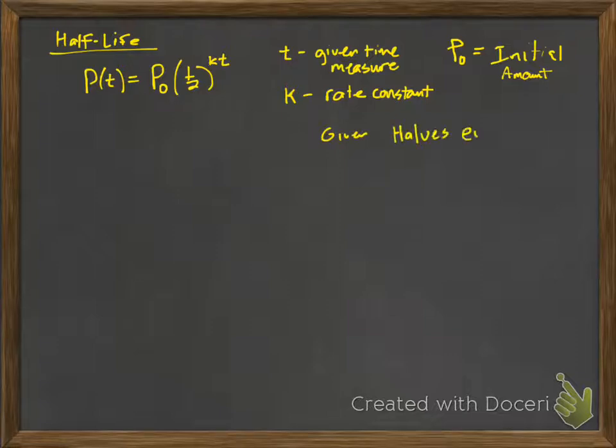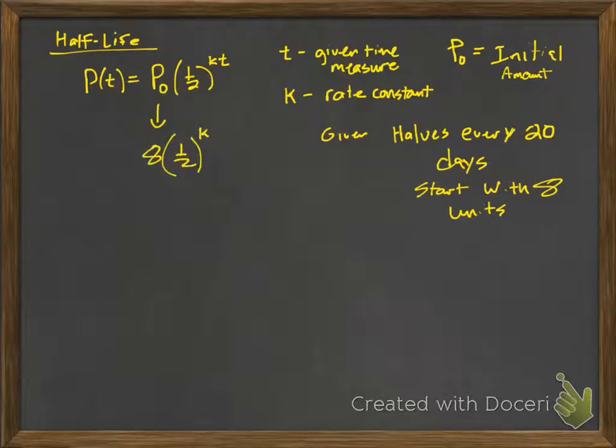Now you have to find out, given that it halves every 20 days in this situation, and it starts with 8 units. Those are the things you're always going to be given: how much you start with and how fast it halves or doubles. The way we use it is take the initial amount, the half, of course, and then the k is the part we're going to find.